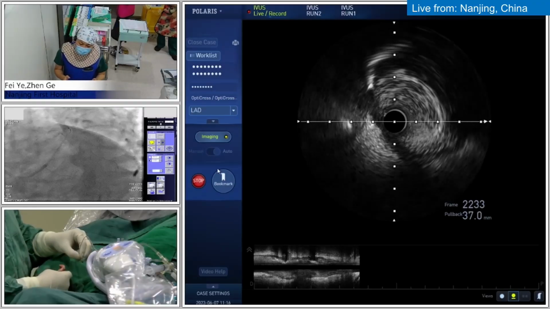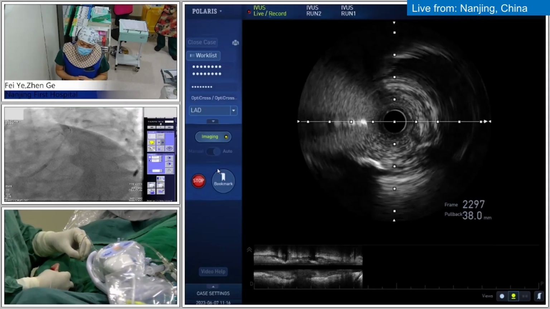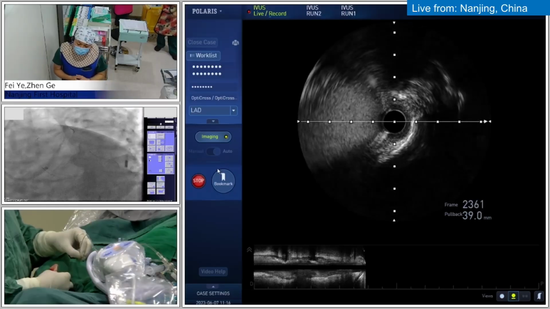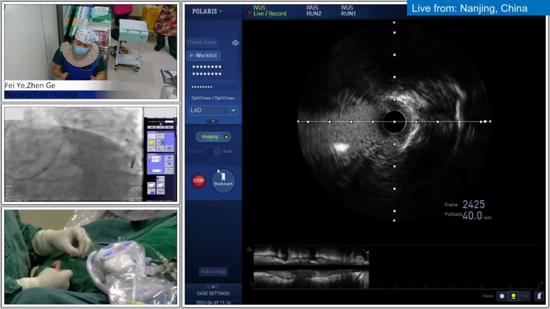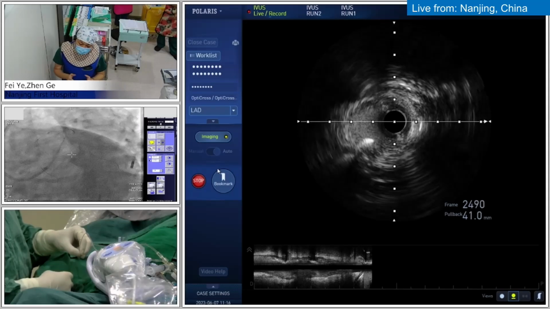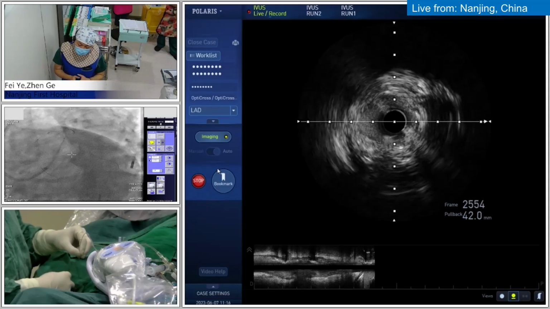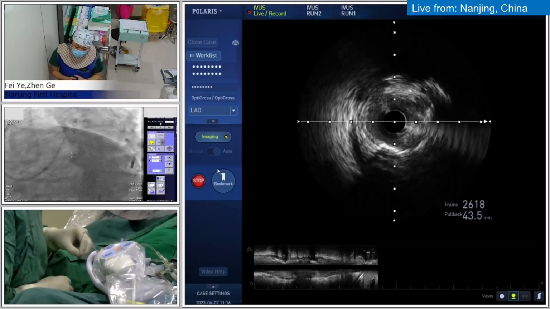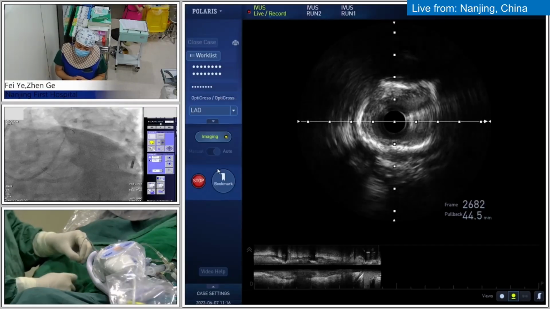And here we can see at 9 o'clock the ramus joins the left main, and the circumflex joins the left main. And this is the POC, and this is the distal left main. The distal left main vessel is more than 5.0 millimeter.